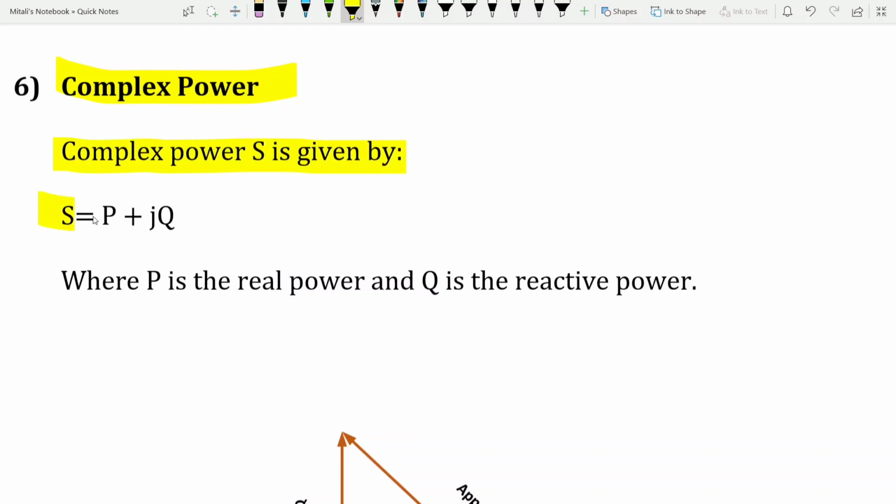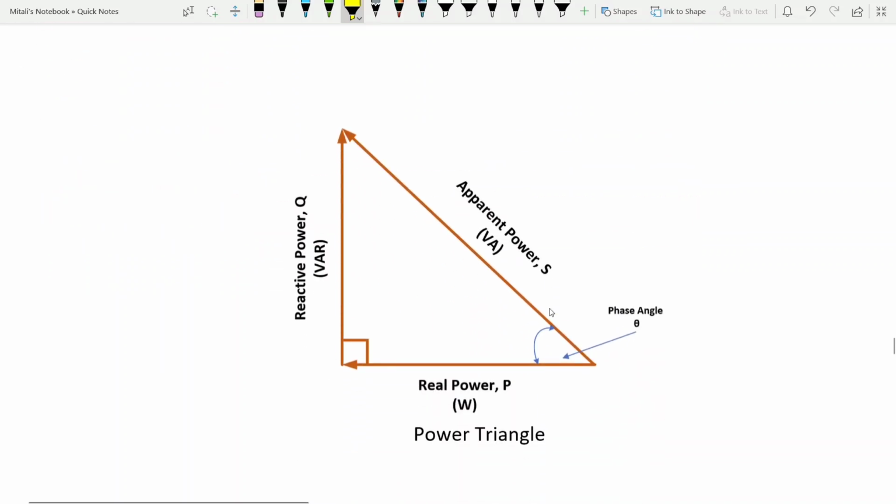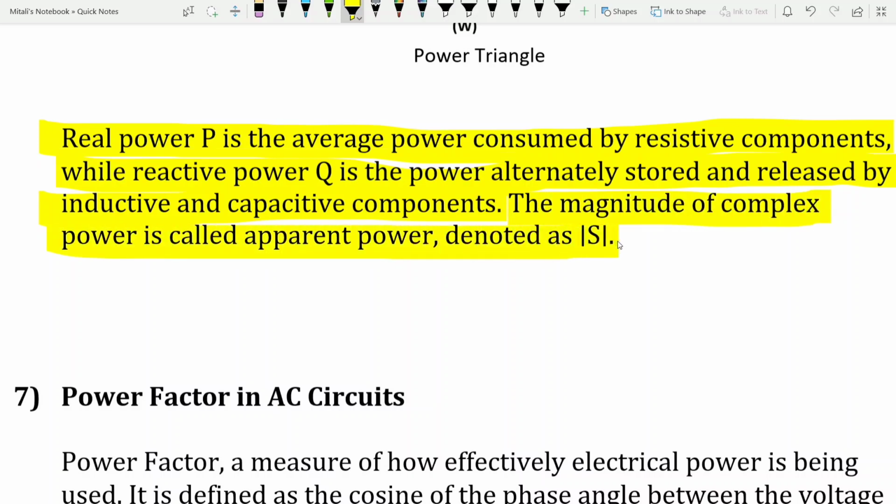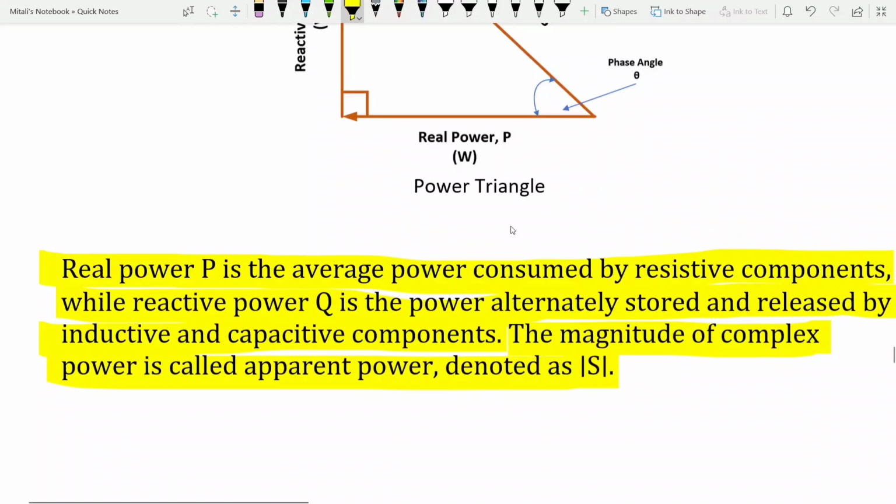Complex power S is given by S is equal to P plus jQ, where P is the real power and Q is the reactive power. Real power P is the average power consumed by the resistive components and reactive power Q is the power alternately stored by and released by inductive and capacitive components. The magnitude of complex power is called the apparent power, denoted by mod of S.